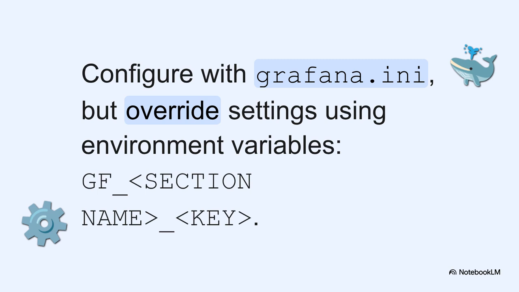Grafana has a really simple, really powerful system. You've got your main grafana.ini file that sets all the defaults. But for production, the absolute best practice is to override what you need with environment variables. The format is always the same: GF, then the section name from the ini file, then the key. This makes managing your setup in Docker or Kubernetes an absolute breeze.